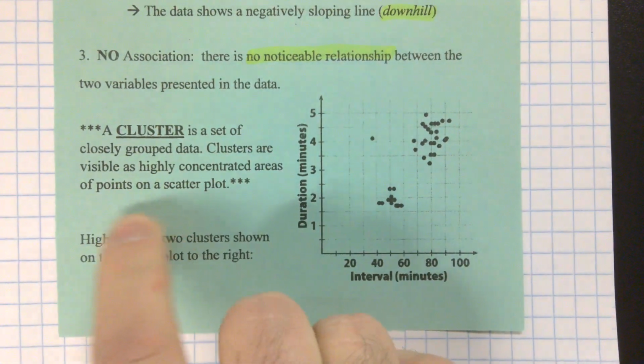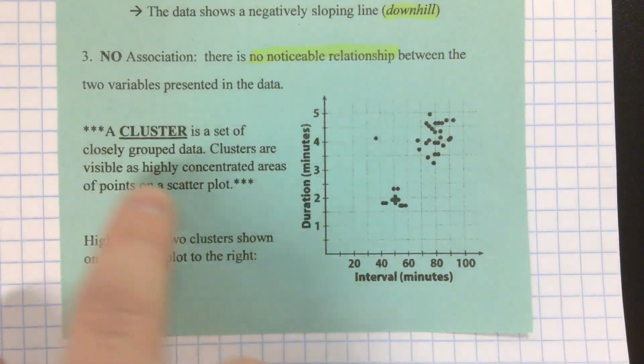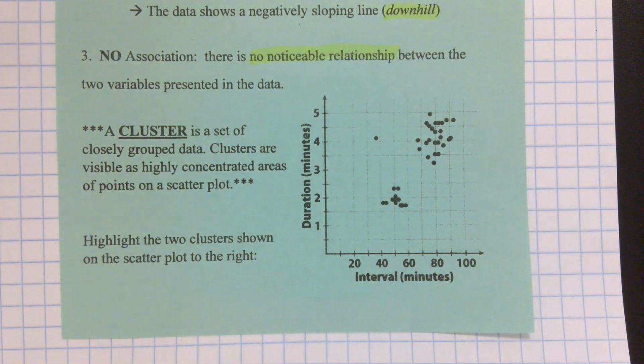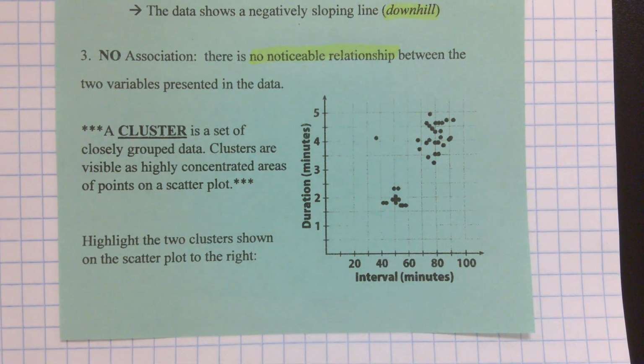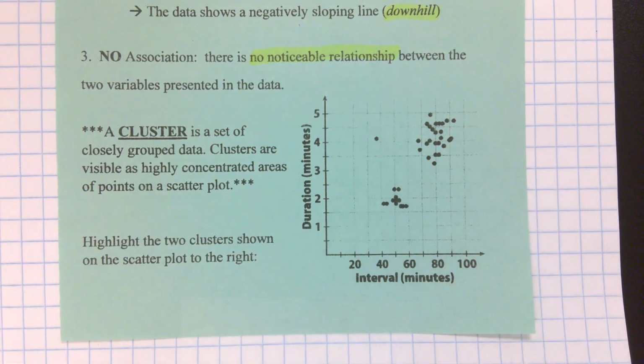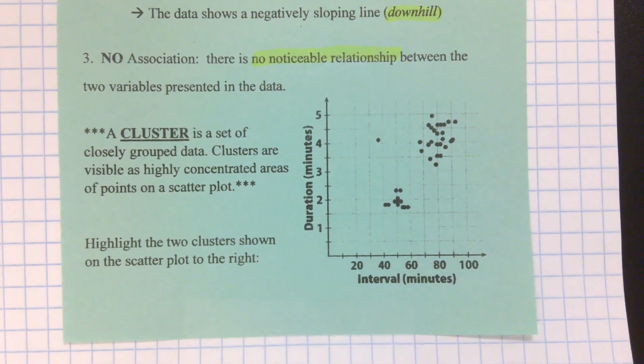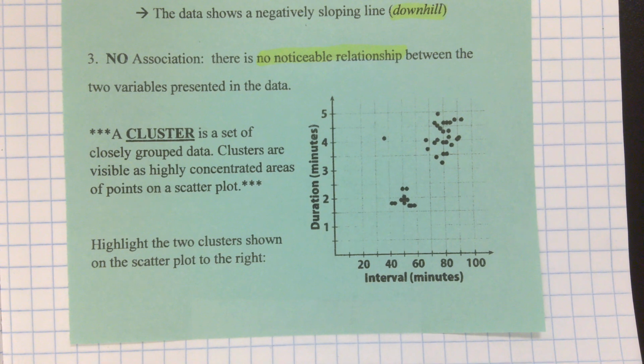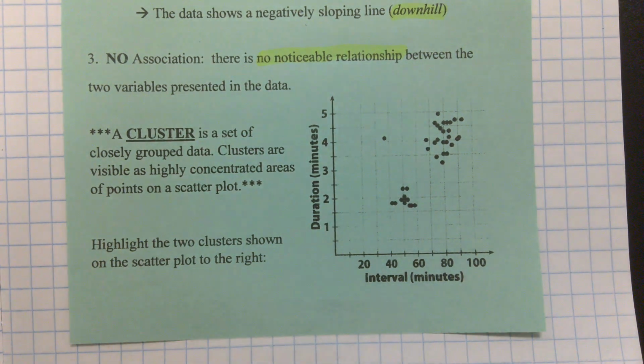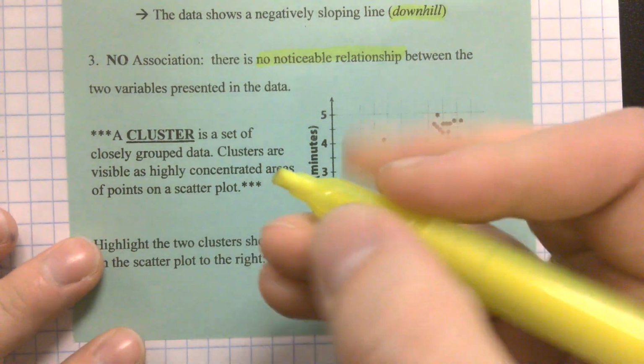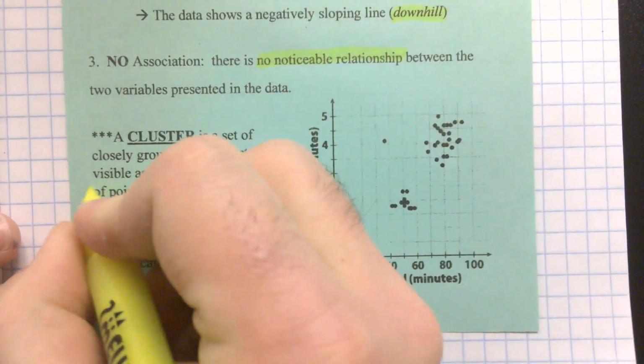Let's take a look down at our last piece here. Can anyone volunteer to read this little section in the asterisk? Go ahead, Osase. A cluster is a set of closely grouped data. Clusters are visible as highly concentrated areas of points on a scatter plot. Absolutely. Thank you. So let's go ahead and highlight highly concentrated areas of points.